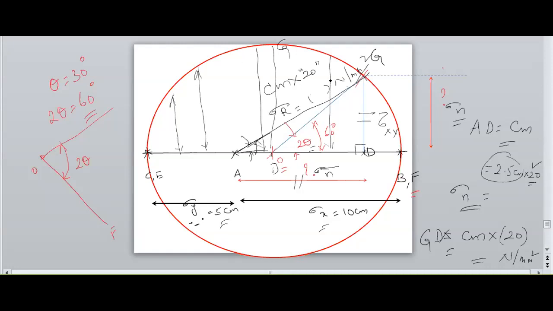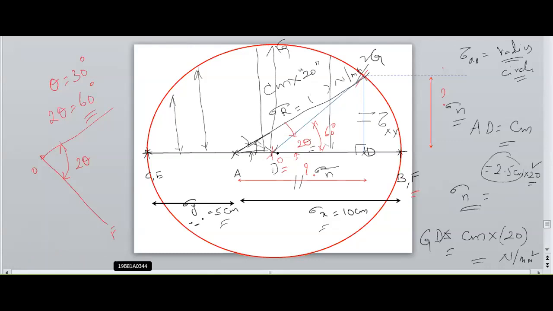Therefore, if you see this tendency, we are getting the maximum shear stress at O. That is nothing but the angle of 90 degrees. And what is the value of tau xy maximum? It is nothing but the radius of the circle.